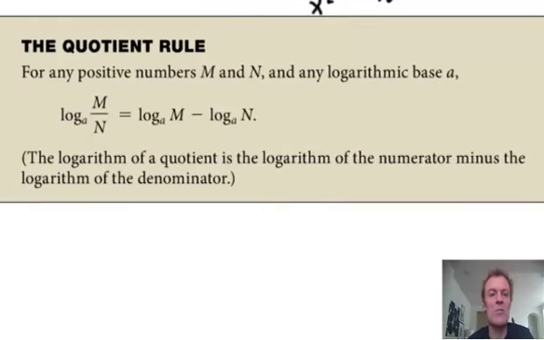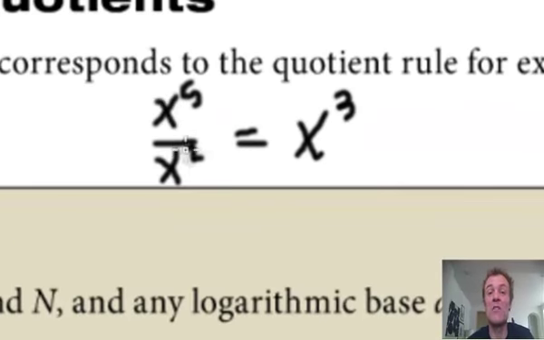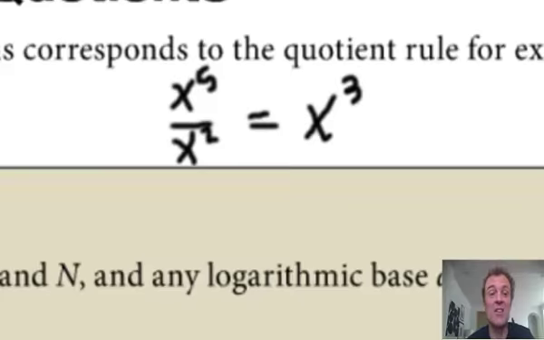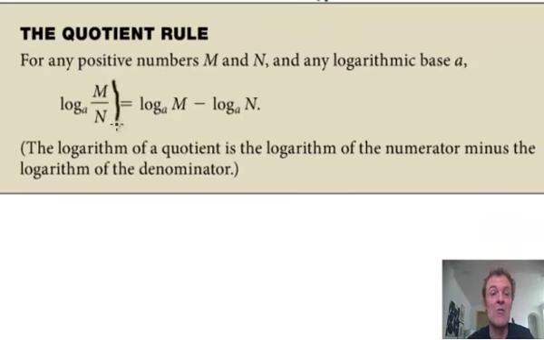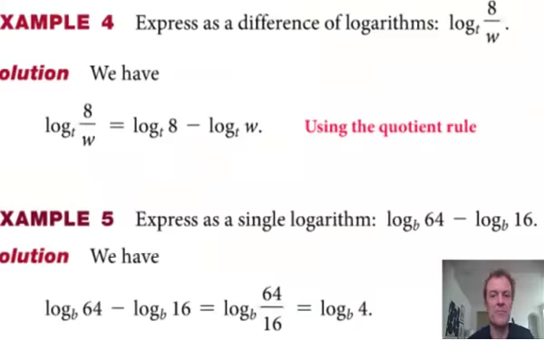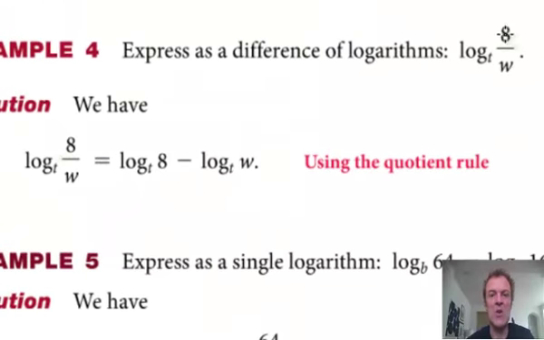Guess what? The quotient rule. And again, when you look at exponents, remember when we divide, we subtract exponents. So the log of two things being divided is separately the two being subtracted. Again, let's have a look at some examples. So the log to base t of 8 over w, isn't that going to be the log to base t of the 8 minus log to base t of the w? And there it is.